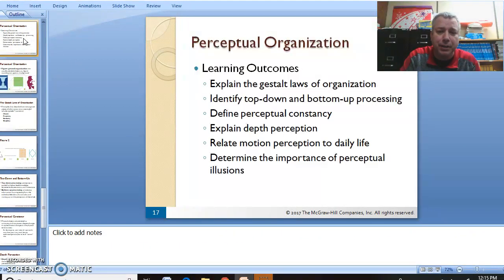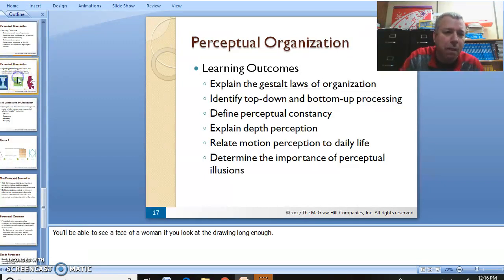Okay, perceptual organization. We're going to learn about laws of organization, top-down and bottom-up processing, perceptual constancy, explain depth perception, relate motion perception to daily life, and so forth.